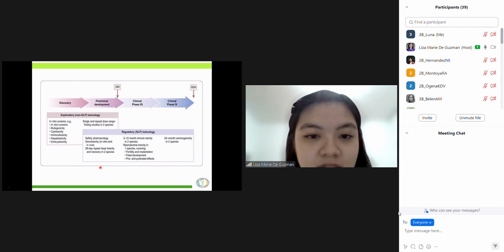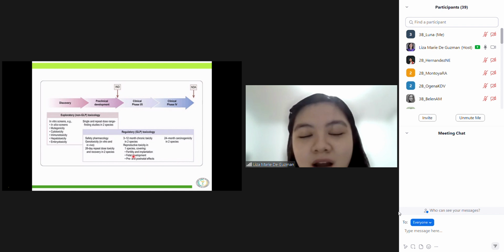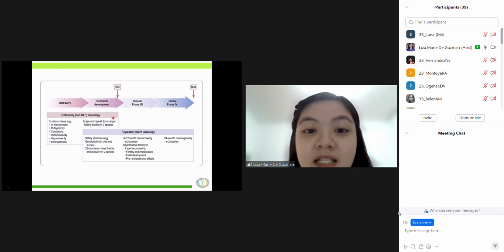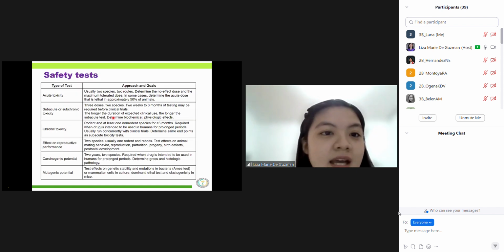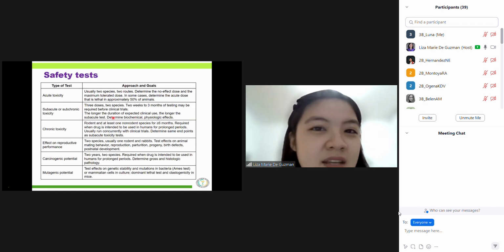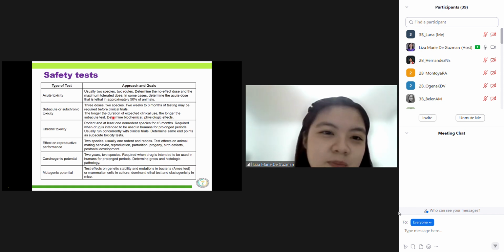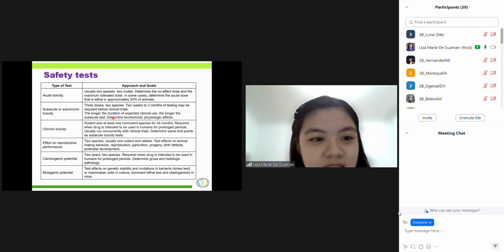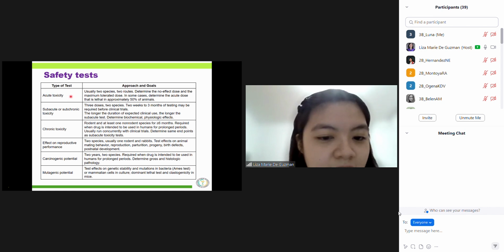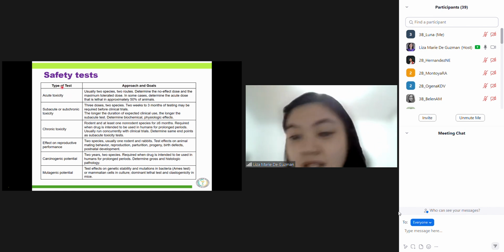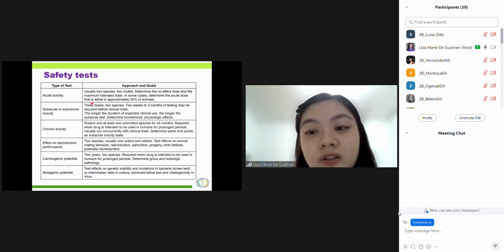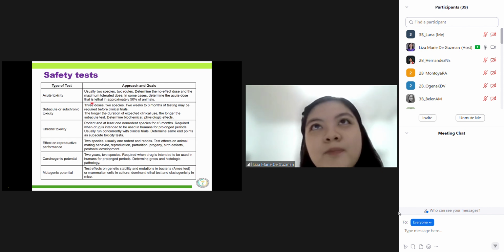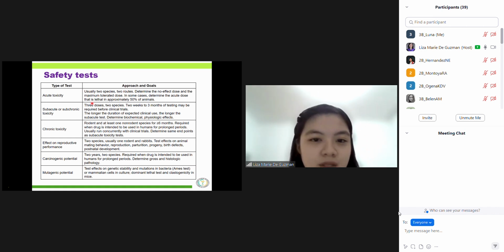So this is a diagram showing the phases of clinical trial wherein preclinical safety and toxicity testing is done. Now, we have the following safety tests performed during preclinical safety and toxicity testing. Number 1, we have the acute toxicity. First on our list, usually for short-term exposure, if you still remember, up to 14 days only.